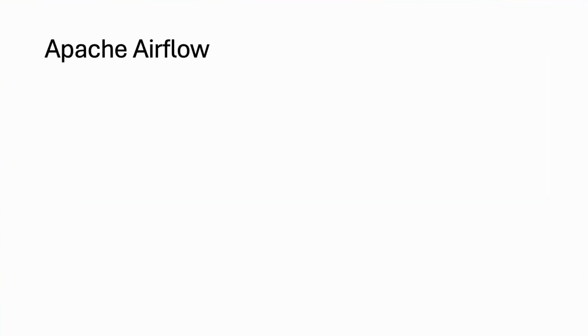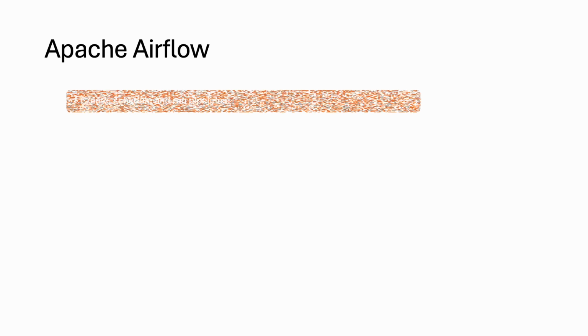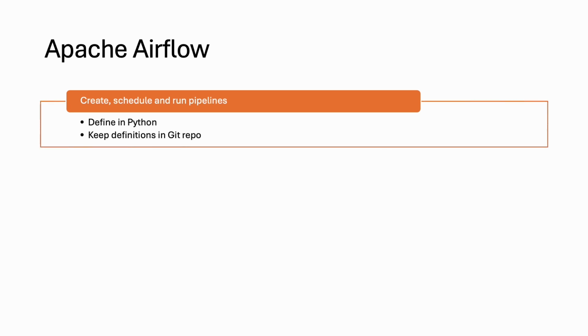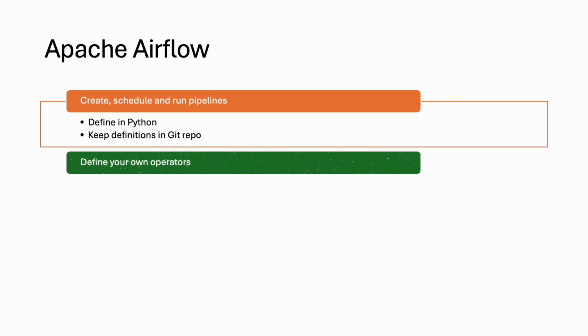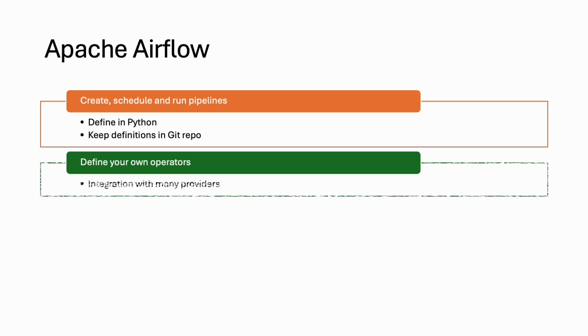For the orchestration, we are using Apache Airflow. This is a free open source solution that allows you to create, schedule, and run workflows called pipelines in Apache Airflow. Mostly you define them in Python and you can trigger them any way you want. The good thing is that you can keep all of your processes definitions in a Git repo and easily change them and share them there.